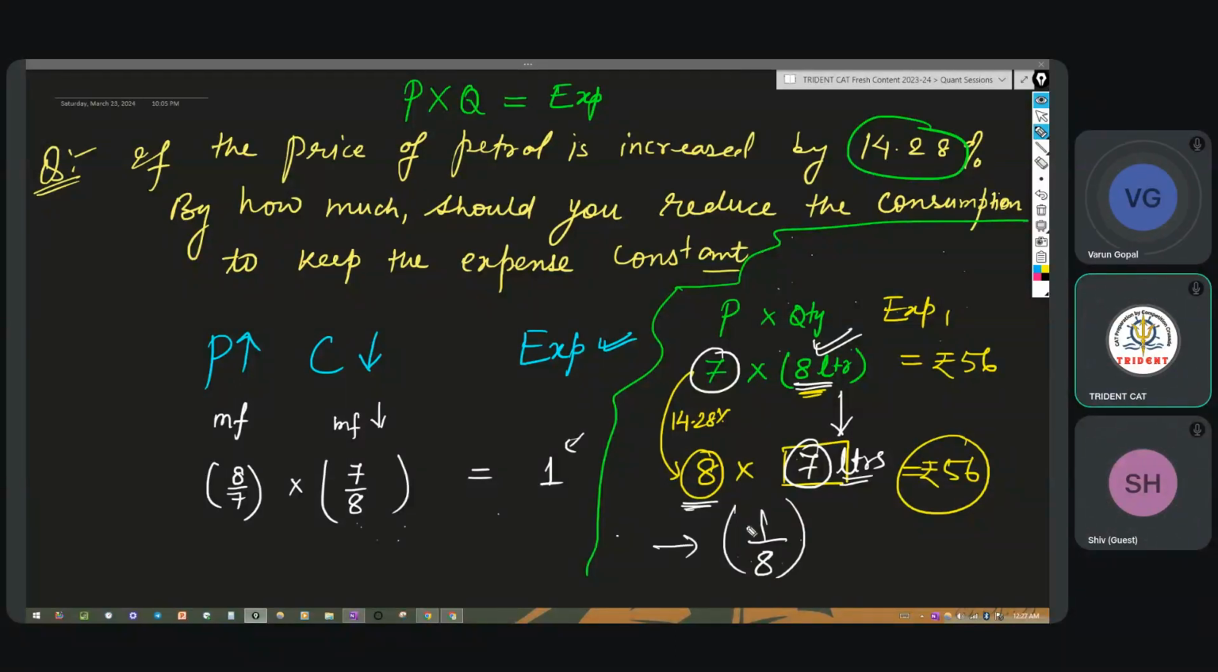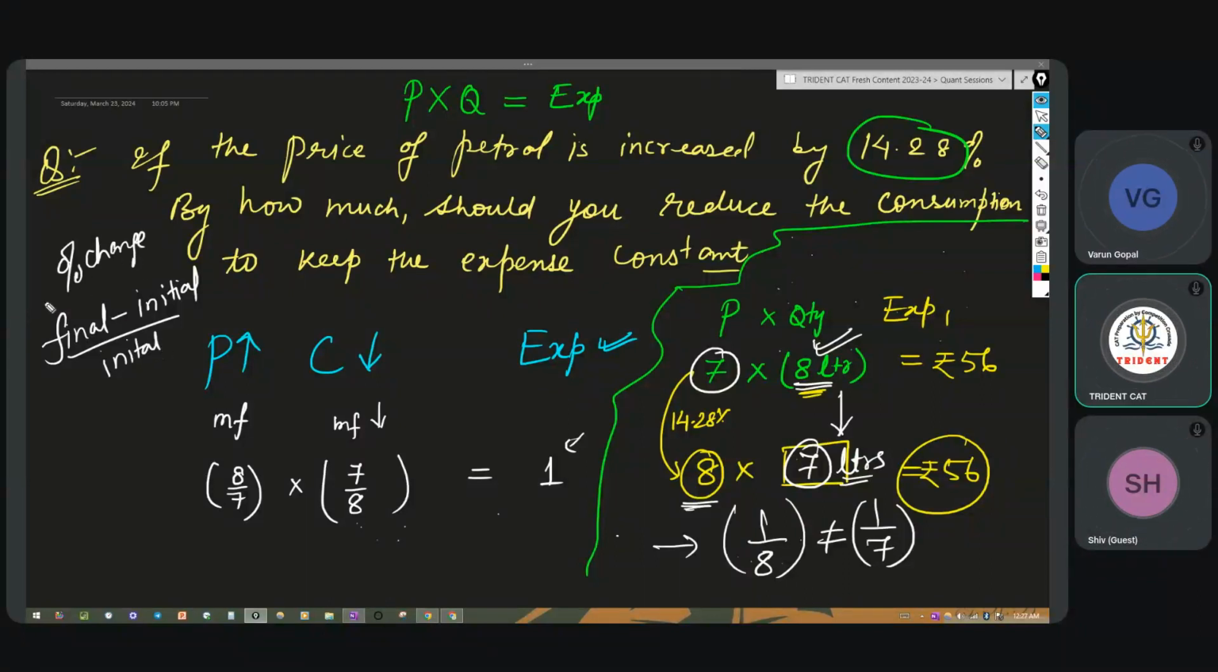Does this make sense? I'll repeat again if you want. So how did it become 1 on 8? This is a very important question. Why does it become 1 on 8 and obviously not 1 on 7? The reason is that we always use the previous quantity, the initial quantity. If you remember, the percentage change is final minus initial upon initial. This is the formula for percentage change. Final minus initial is nothing but the change.